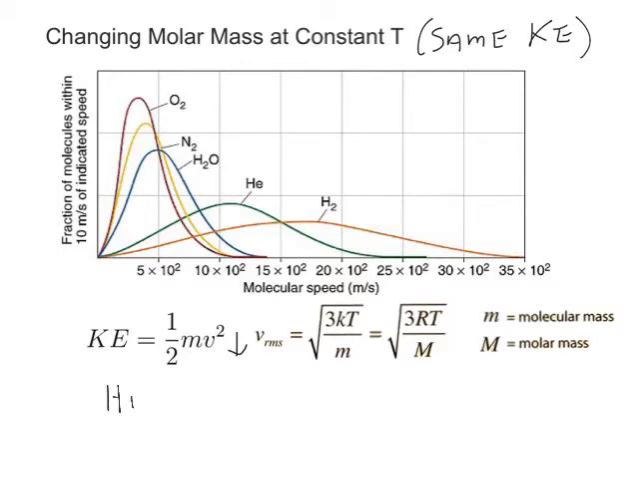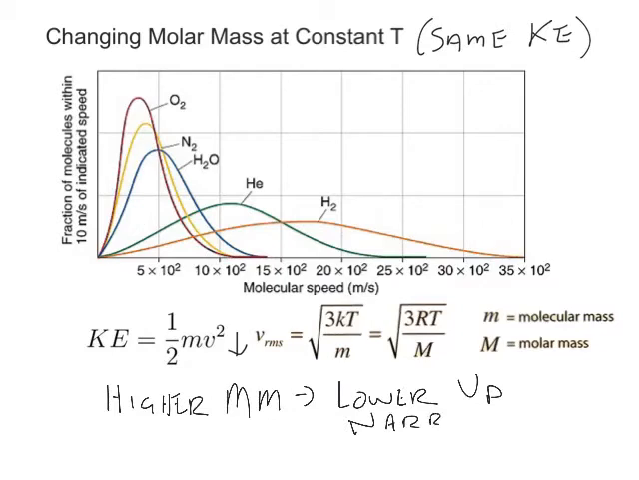So a higher molar mass means lower most probable velocity and a more narrow distribution. Okay, so that basically covers all the questions that I might ask you as far as Boltzmann distributions.